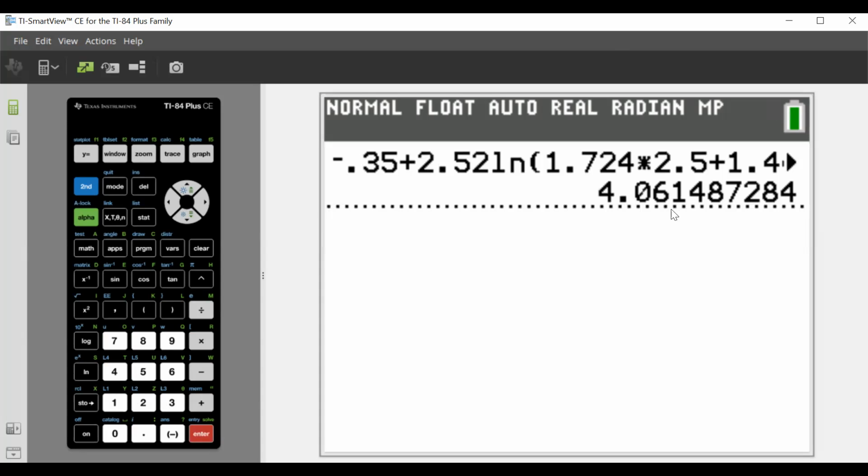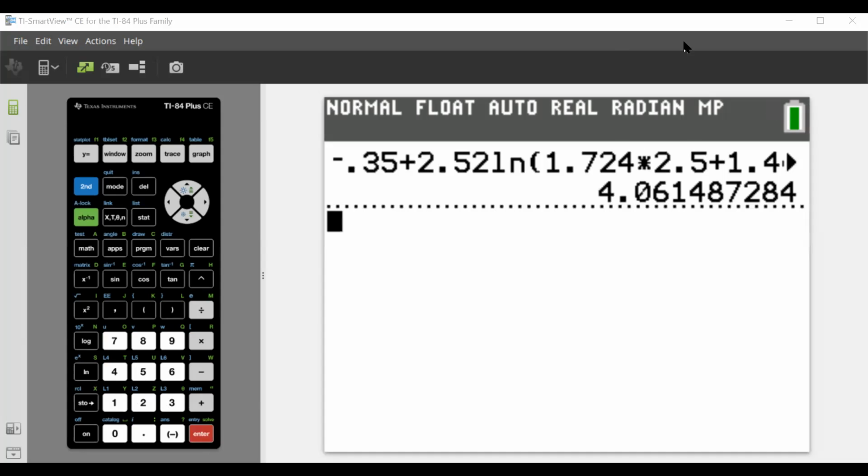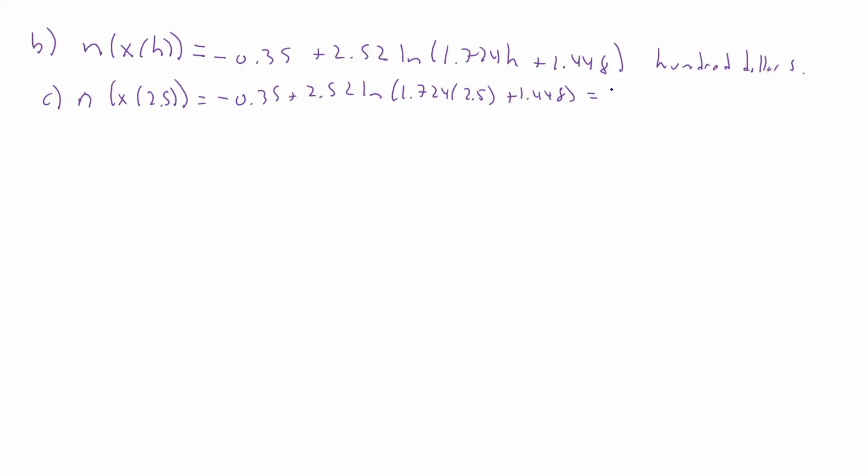And the reason why I think that is because it's in hundreds of dollars. So if we move two places over, to get the cents we should probably have 406.15. So that gives us 4.0615, which is $100 units. Okay, so that was pretty easy.